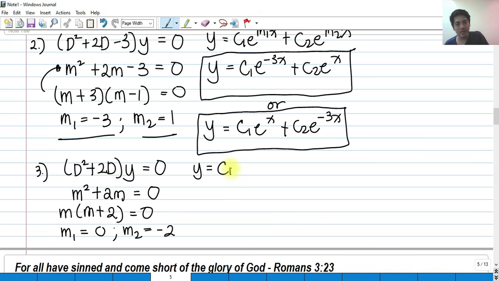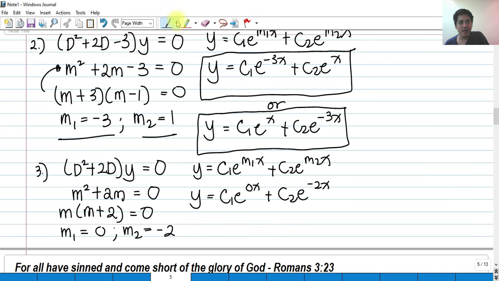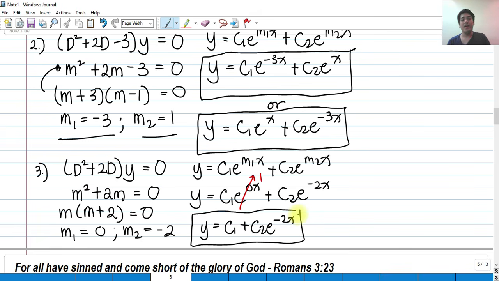Hence, if we are going to rewrite this, the solution to this DE is this. We have two roots, m sub 1 and m sub 2, and we substitute that. We have c sub 1 e raised to m sub 1, which is 0 times x, plus c sub 2 e raised to negative 2x. We know that e raised to 0 times x is simply 1. So on our final answer, we have y is equal to c sub 1 plus c sub 2 e raised to negative 2x. And this is the solution to our differential equation.